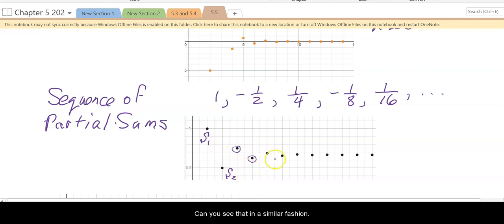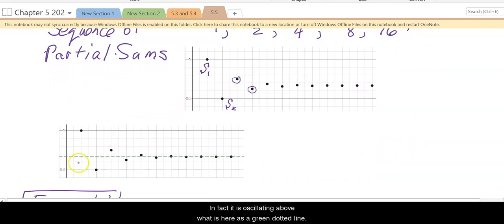Can you see that in a similar fashion to what the sequence did, the sequence of partial sums for the alternating series is also oscillating above and below some particular value? In fact, it is oscillating around what is here as a green dotted line. That green dotted line is the limit of the value of the sequence of partial sums. That's S infinity, or the value of the infinite geometric series. This is the limit as n goes to infinity of S sub n.